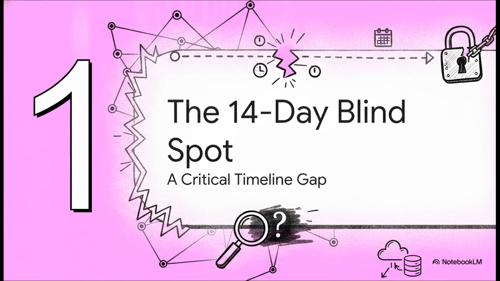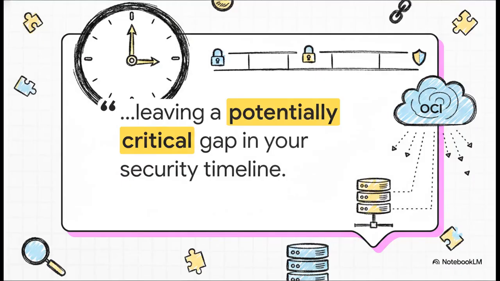Section 1. The 14-day blind spot, a critical timeline gap. We've really got to understand the limits of our out-of-the-box tools, especially when you're in the middle of an active cyber investigation. The source material hits the nail right on the head here. Relying just on those default settings risks, quote, leaving a potentially critical gap in your security timeline. And let's be real, in today's cybersecurity landscape, historical audit data isn't some nice-to-have luxury. It is an absolute necessity. These sophisticated attacks often force security teams to dig back a full year just to piece together the whole timeline, from that very first compromise all the way to active exploitation.